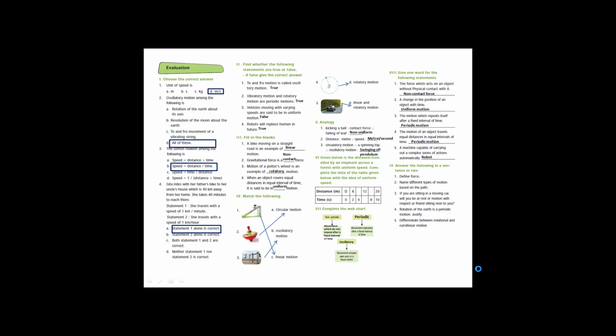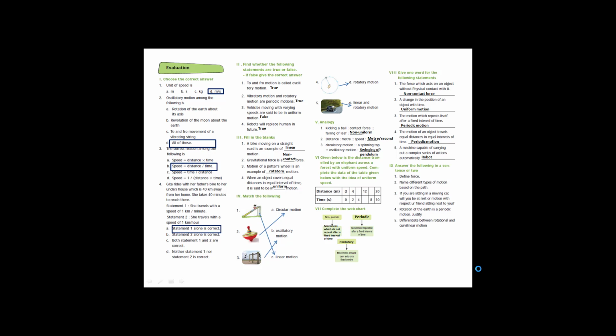Now we can check ourselves by evaluating these questions to see that we understood the lesson. Number 1. Choose the correct answer. Unit of speed is d, meter per second. 2. Oscillatory motion among the following is d, all of this. The correct relation among the following is d, speed is equal to distance divided by time.